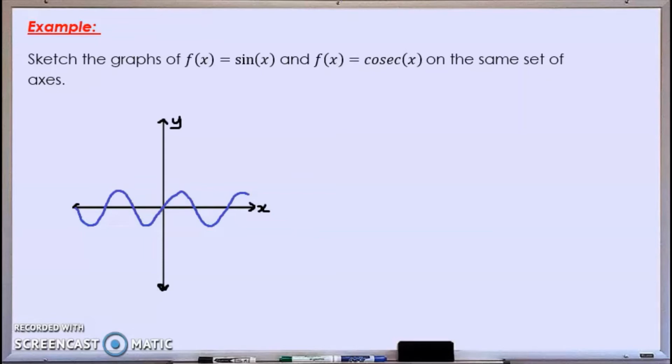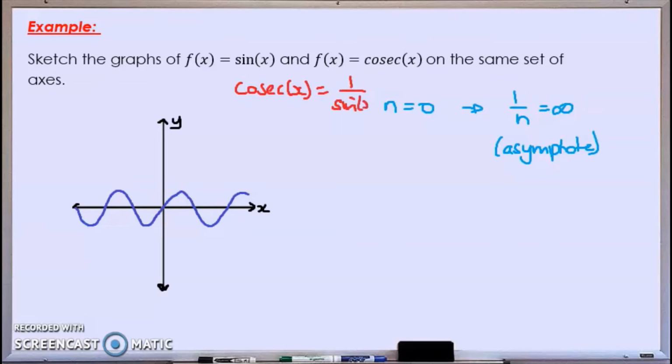Now, we're going to consider a few principles here to help us sketch. We know that if I have a function n and it equals 0, we know that 1 over n will equal infinity, and that's going to give us an asymptote. So that means for our cosec, remembering cosec equals 1 over sine of x, that's an important piece of information we need to include. Now I know that any time that sine of x equals 0, cosec is going to have an asymptote.